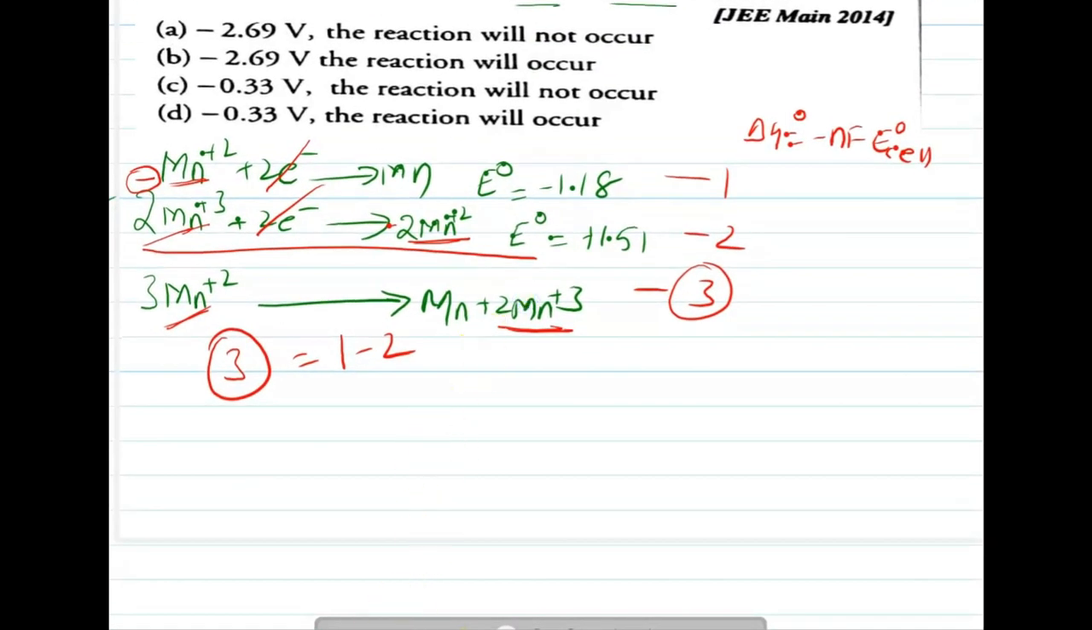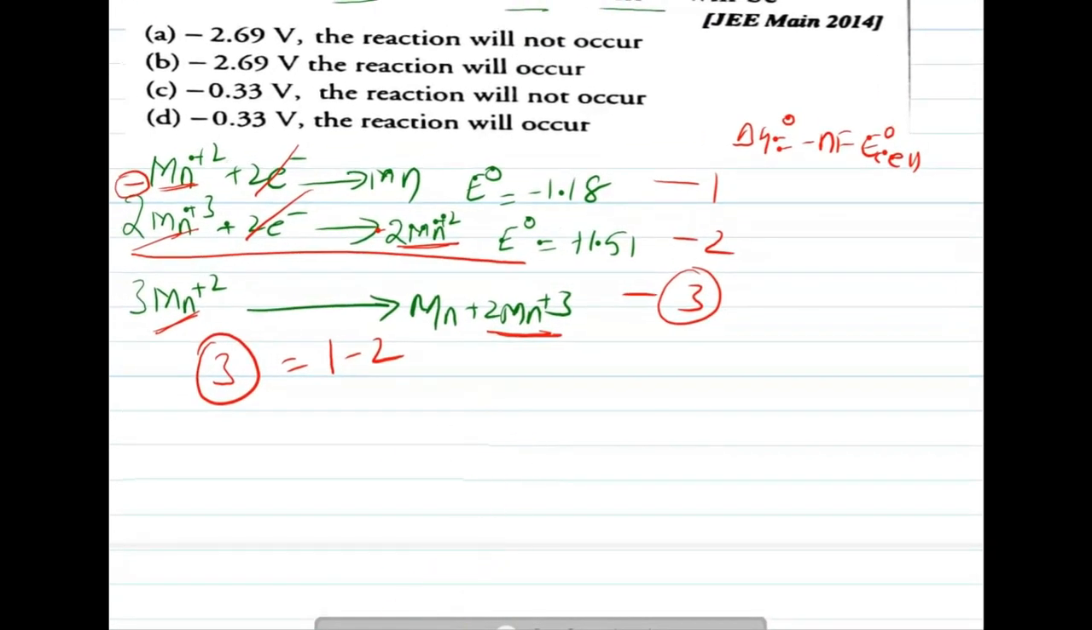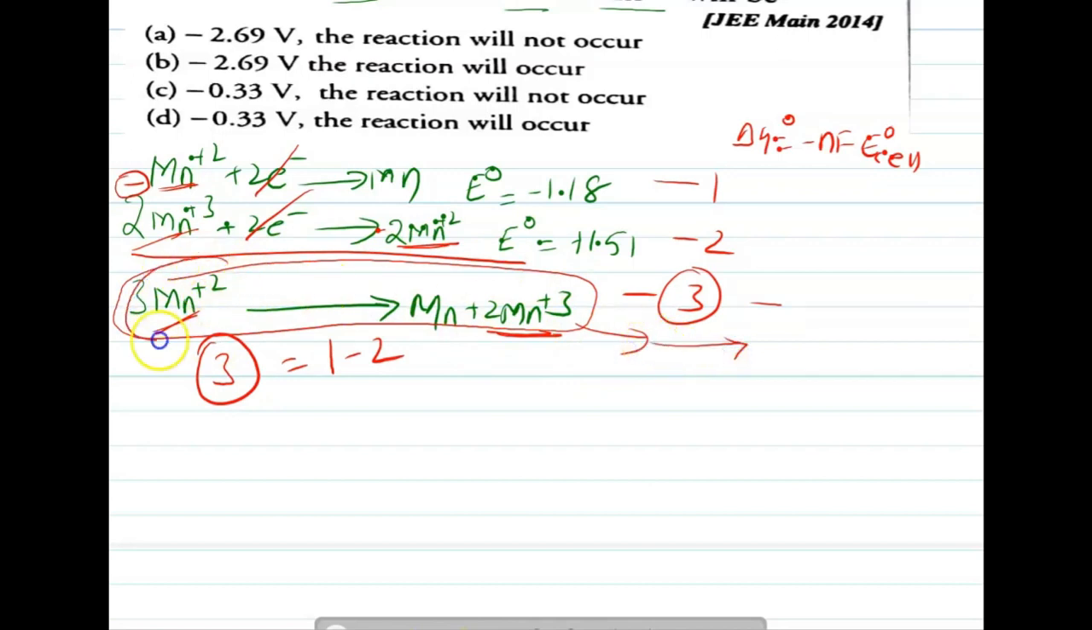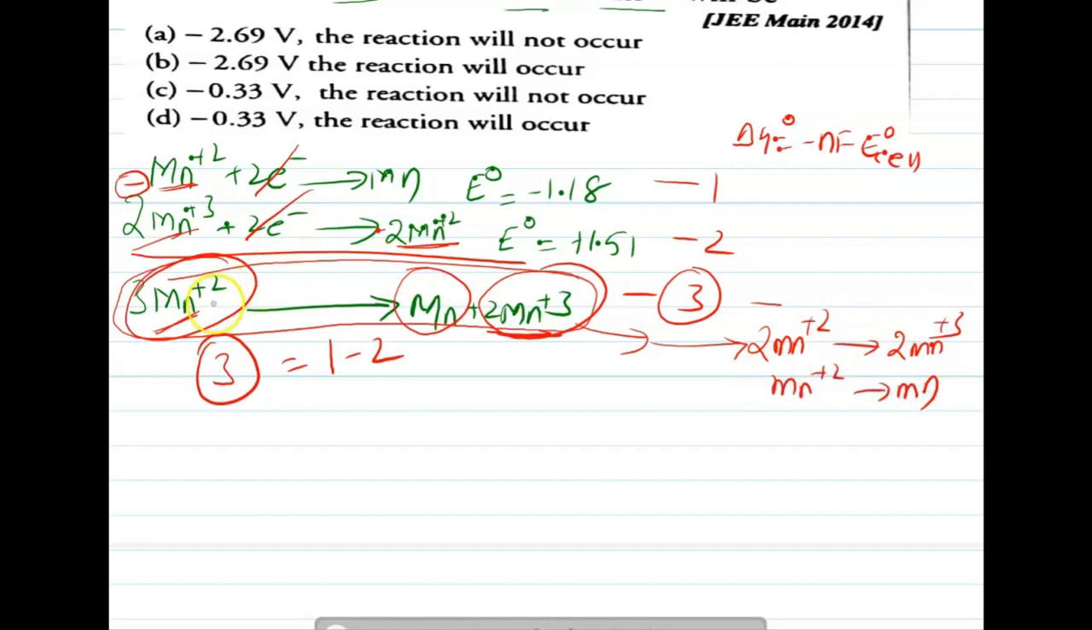So let's solve it using this. For equation number 3, minus NF E naught. How to get N from this? Because the number of electrons is not given, you cannot take it as 0. This equation involves two equations. There are 3 Mn plus 2. Out of 3 Mn plus 2, 2 Mn plus 2 are converted to 2 Mn plus 3 and 1 Mn plus 2 is converted to Mn. We got two equations involved in it.